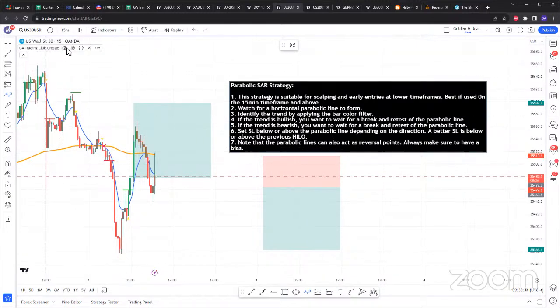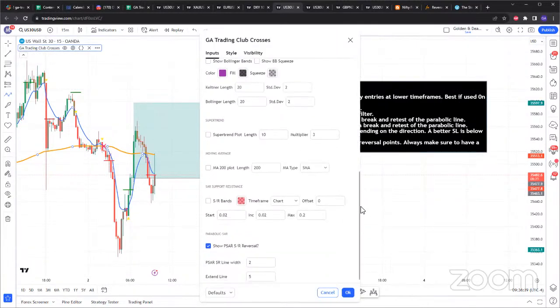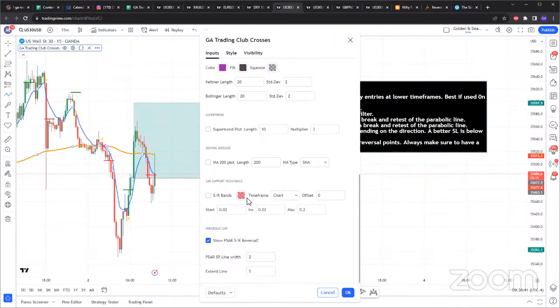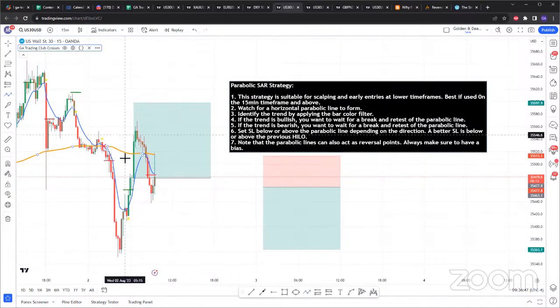Currently this parabolic SAR is only in the crosses indicator, and I'll also go over the time filter. But my programmer is applying it to all the indicators, so you should be able to have it in all indicators.